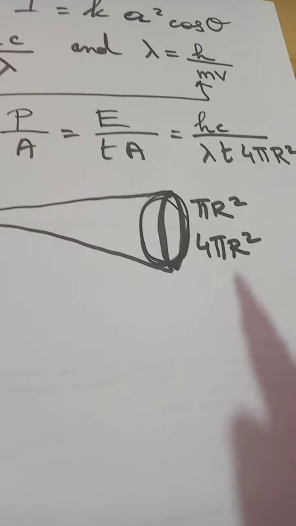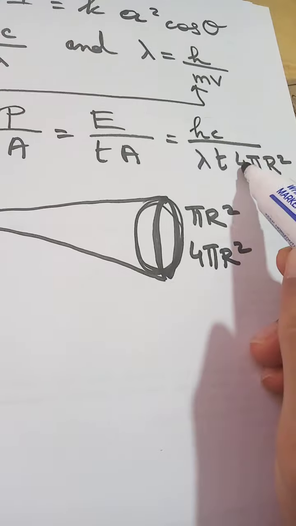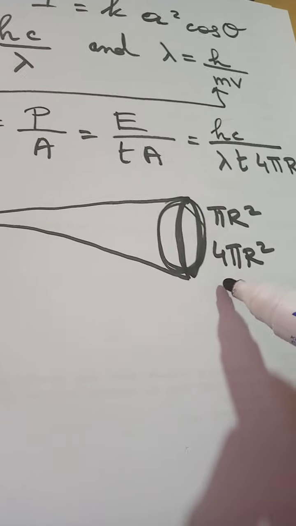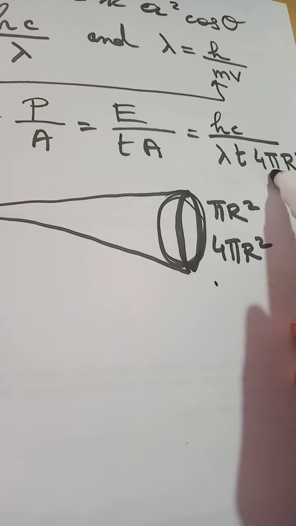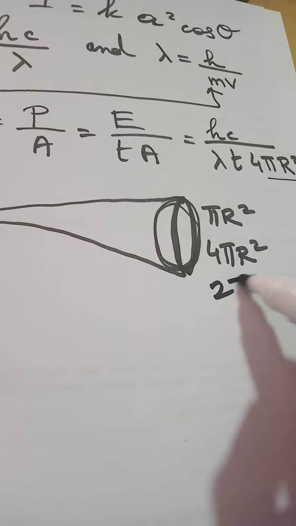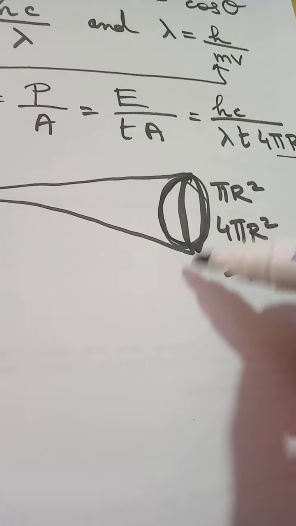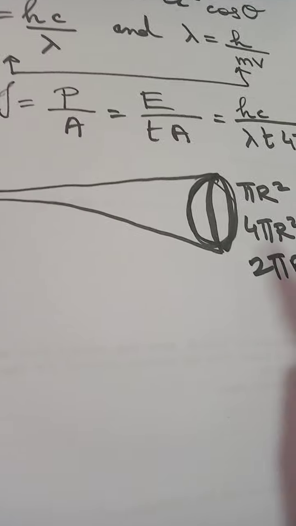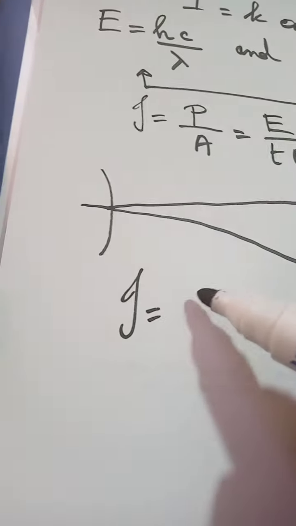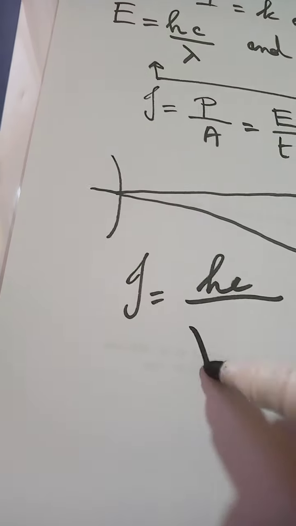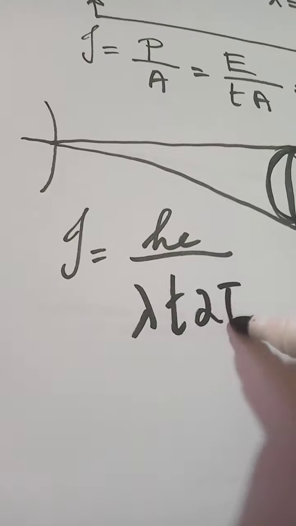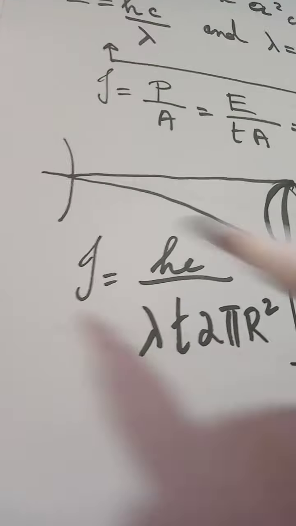In my opinion, we can't use the 4 pi r squared. We can only use 2 pi r squared, because it's a hemisphere at best. You could take it as a hemisphere, but you can't take it as a full sphere. So in my opinion, this is how you'd calculate the intensity.